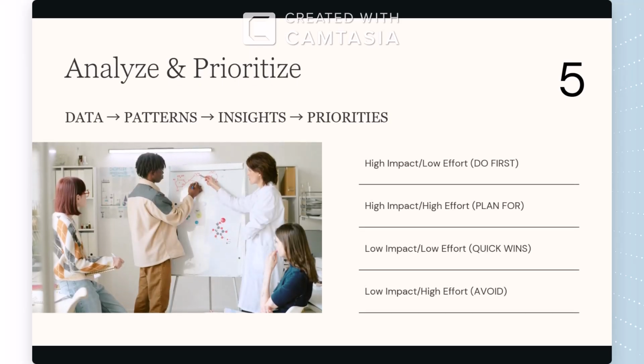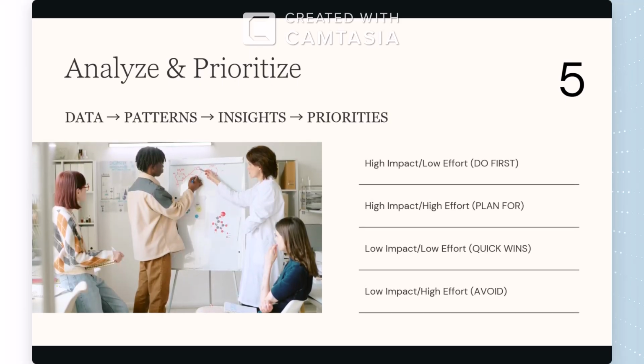Step 5. Analyze and prioritize. Look for patterns and themes in your data. What keeps coming up? Validate your findings with stakeholders, then prioritize based on impact and feasibility. Not every performance gap needs immediate intervention, and not every gap requires training. Focus on what will make the biggest difference. First, those high-impact, lower-effort solutions.